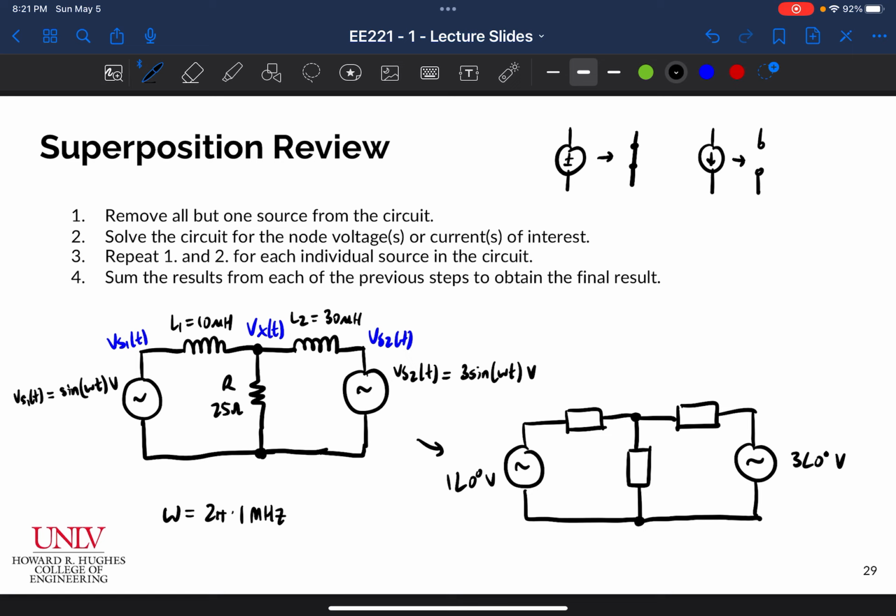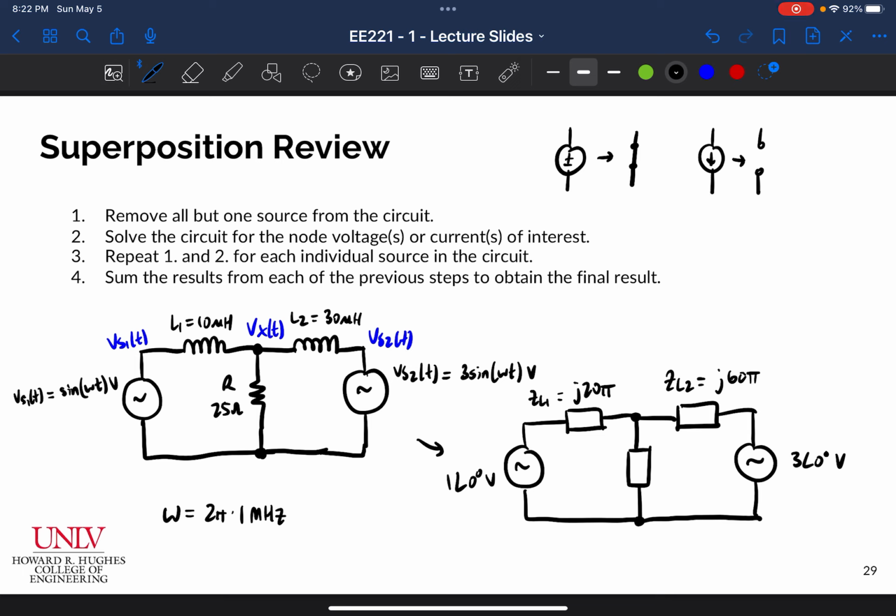So for the first inductor, ZL1 I guess we would call it, that's going to be j times omega, which is 2 pi times 1 megahertz, times L. So the 1 meg and the micro cancel, so I just get j20 pi there, okay? And then for L2, it's going to be basically triple that, so it's just going to be j60 pi. Hopefully you see how I'm doing that.